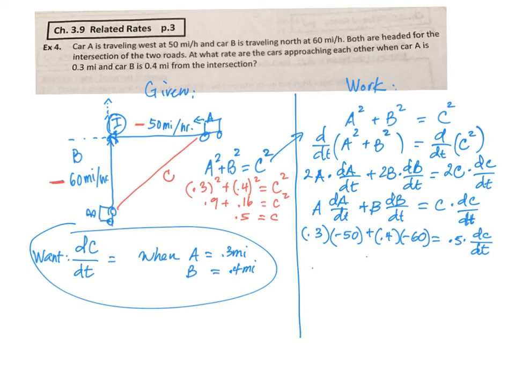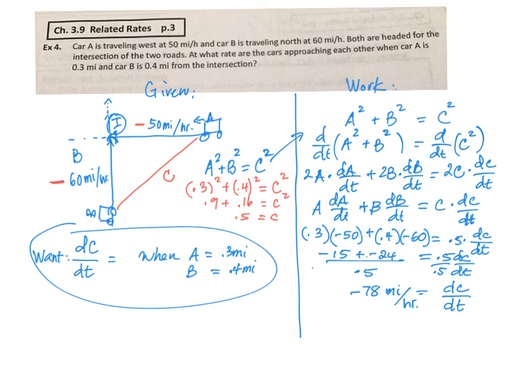Now to work out the math, we will simplify the left-hand side and we get negative 15 plus negative 24 equals 0.5 dC/dt. To solve for dC/dt, which is the rate at which the two cars are approaching each other, we divide both sides by 0.5. So the rate at which the two cars are approaching, dC/dt, will be negative 78 miles per hour.